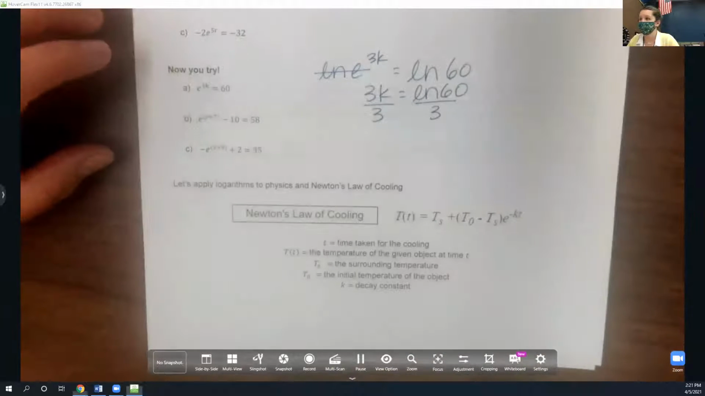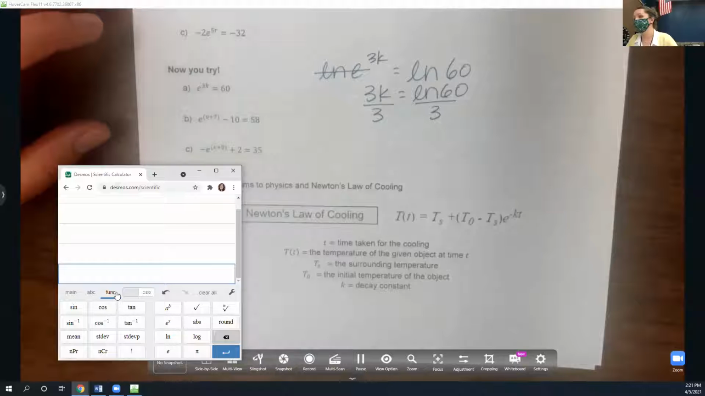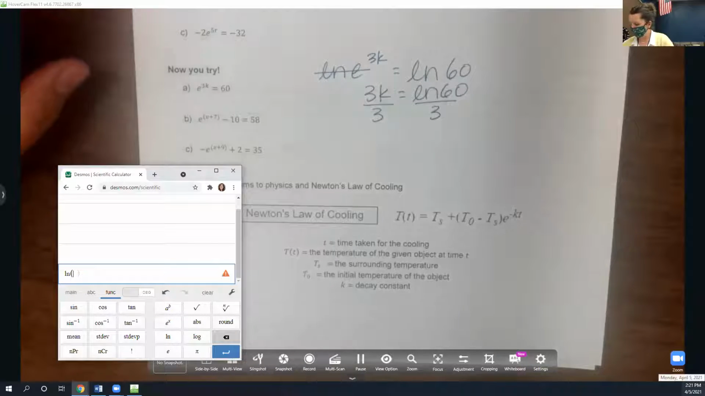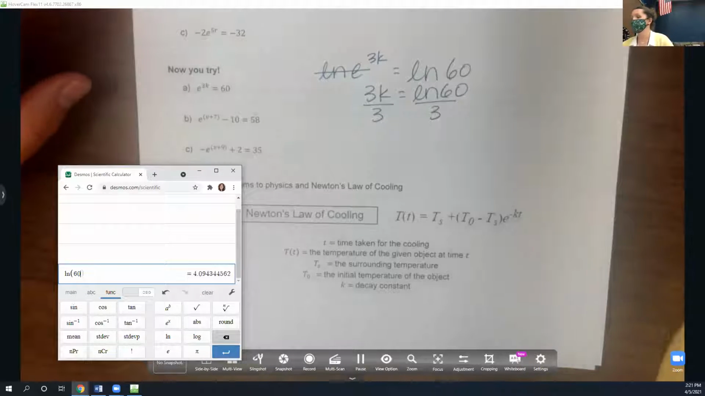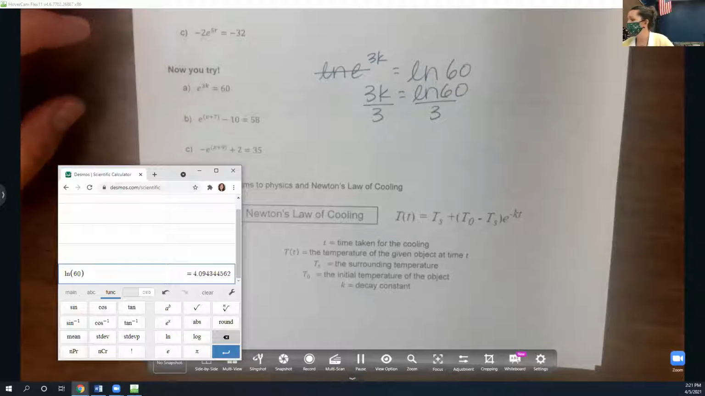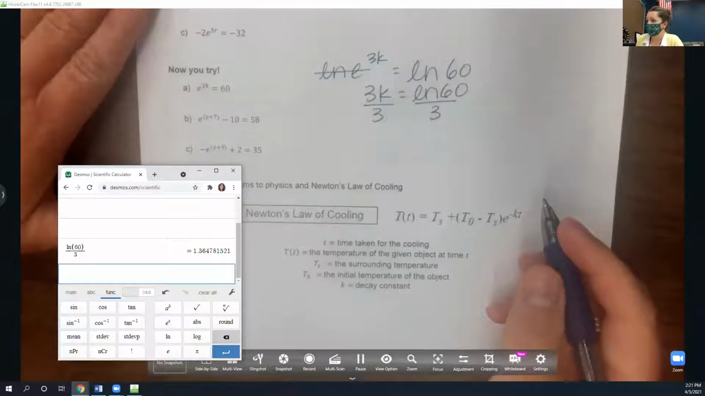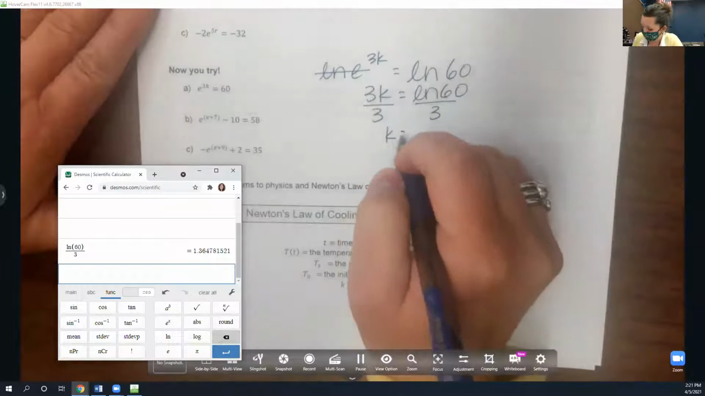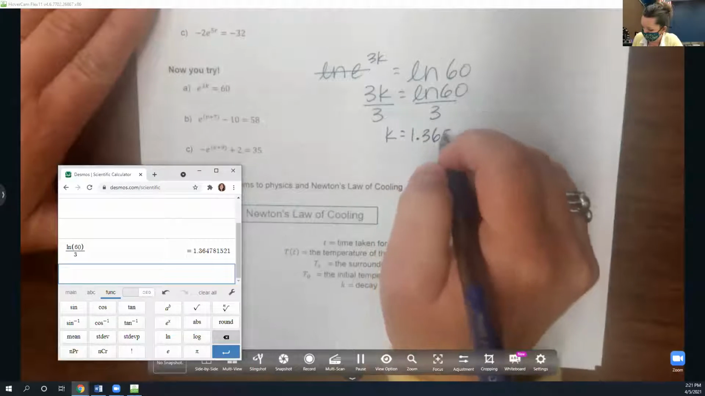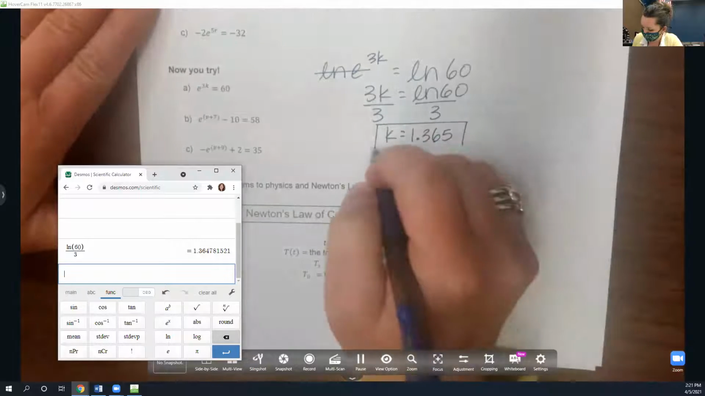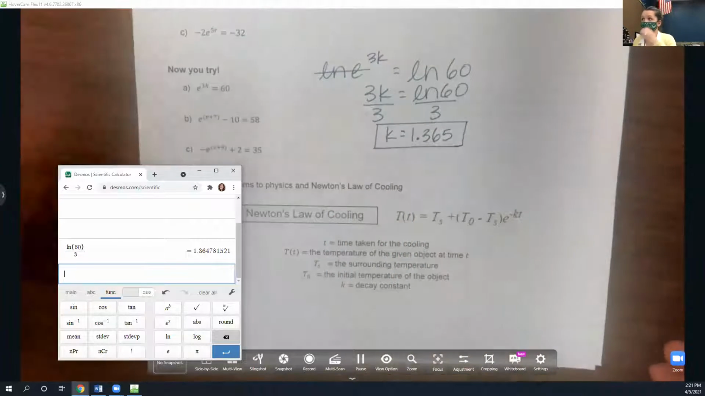Go ahead and use your Desmos here. Function ln of 60. Don't forget to close your parentheses here. Divided by 3. And our answer is 1.365. So that's your answer for k.